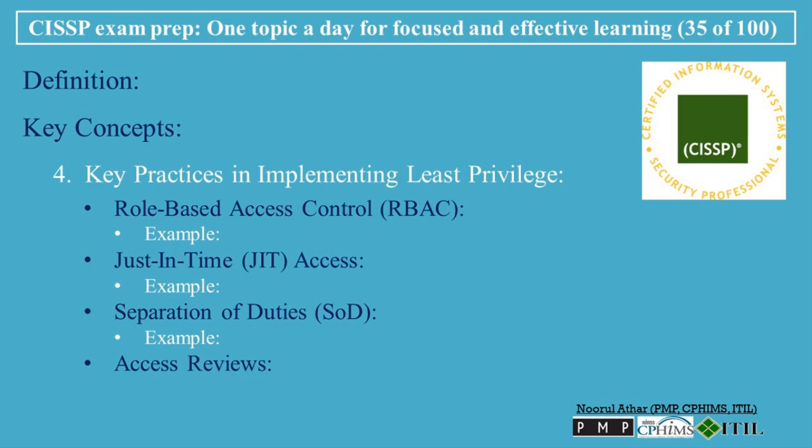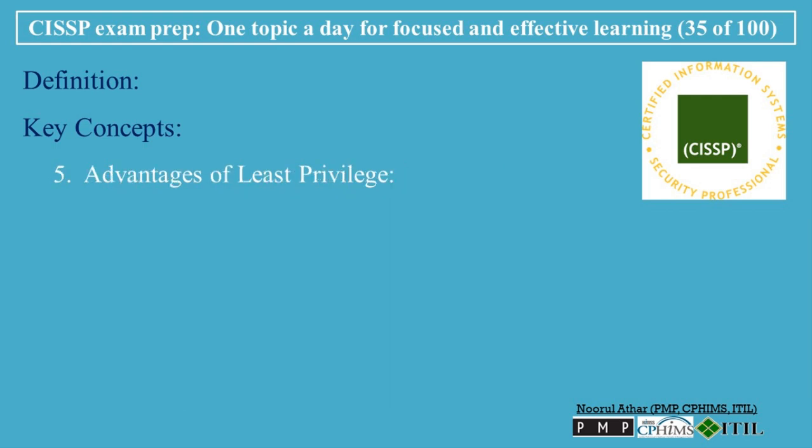Access reviews. Regularly reviewing and auditing access rights ensures that users and systems maintain only the privileges necessary for their current roles. Access that is no longer needed is revoked, preventing privilege creep. Example: conducting quarterly access reviews to ensure that employees who have changed roles or left the organization no longer have access to critical systems.